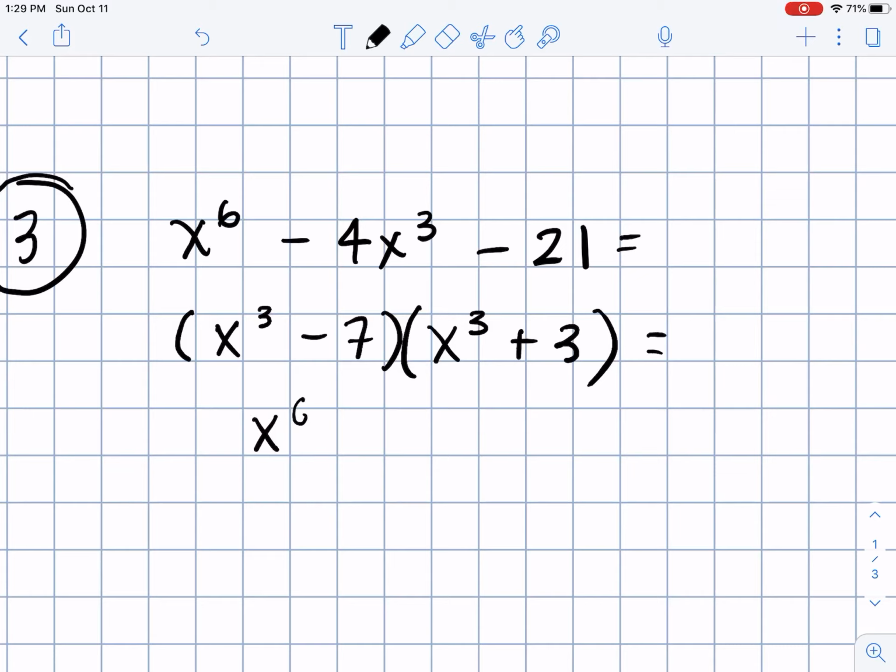Multiply it back out just to check. X to the 6th plus 3x cubed minus 7x cubed minus 21. Adds to make negative 4. I like it. We're good. Check.